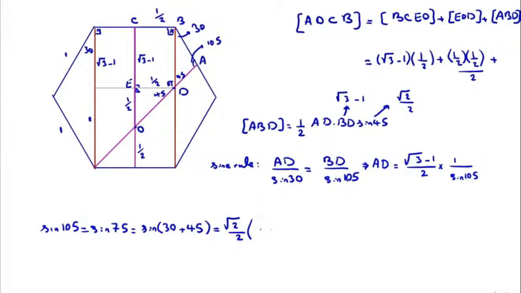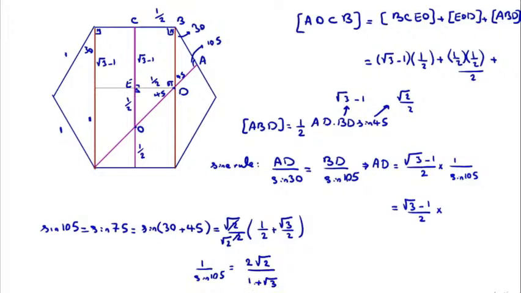It will be sine 30, which will be 1 half, plus root 3 over 2. And if you replace, it will be root 3 minus 1 over 2 times the reciprocal of this, 1 over sine 105, equal to root 2 over 2. It will be root 2, it will be 2 root 2 over 1 plus root 3. And we cancel these two things, and it will be root 2 times root 3 minus 1, over root 3 plus 1.